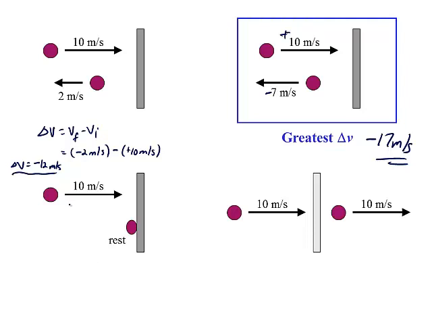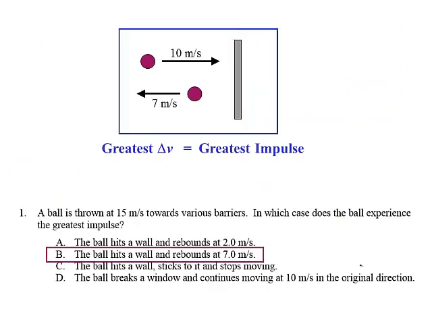Whereas for C, the change in velocity would be 10 meters per second to rest. So that would be a change in velocity of negative 10 meters per second. And then, there's obviously a typo here. Let's make this 15 meters per second. I just realized that the booklet does not match what this says. But anyway, the principle stays the same. The change in velocity here would be negative 5 meters per second. So the biggest change in velocity would indicate the greatest impulse. So that would be why the answer is B.